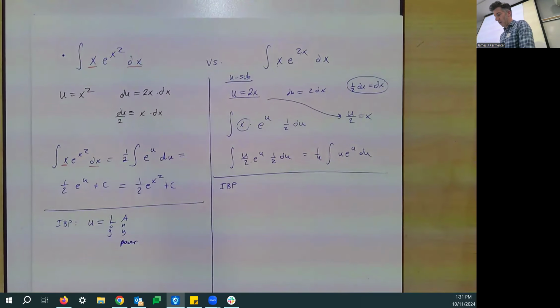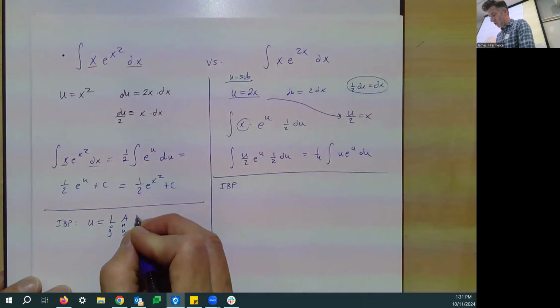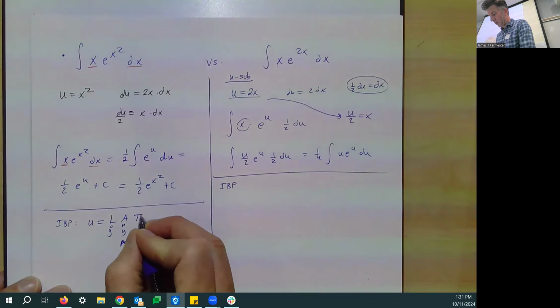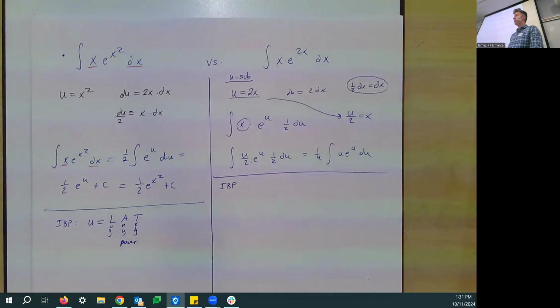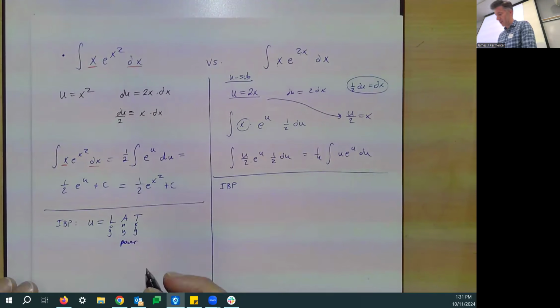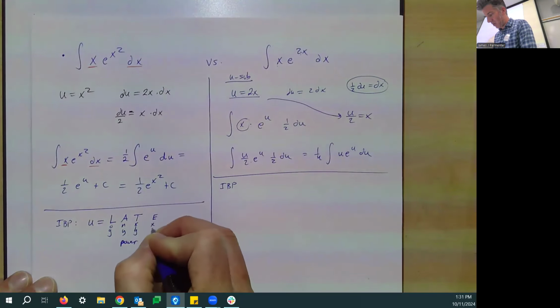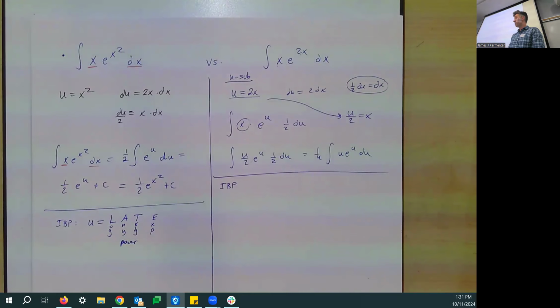I'll just finish off the list though. If you don't have either of those things, then you look for a trig function to let u equal. And then if you don't have any of those things, well, then you probably don't have a mixture of things, but you almost never let u equal e to the x or an exponential function. There are other u substitution situations where it's totally fine to let u equal e to the x. But in an integration by parts problem, you almost never let u equal e to the x.